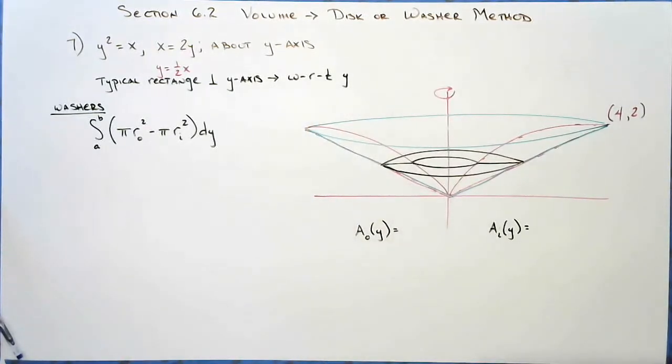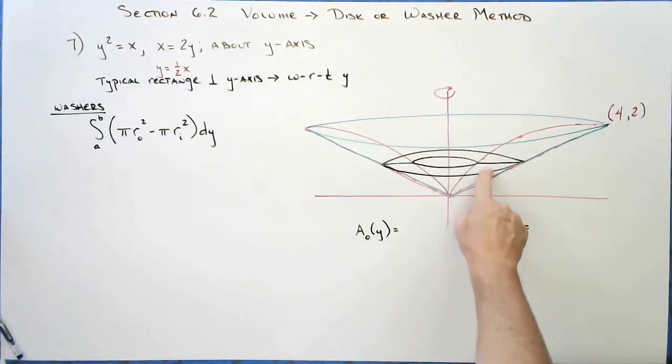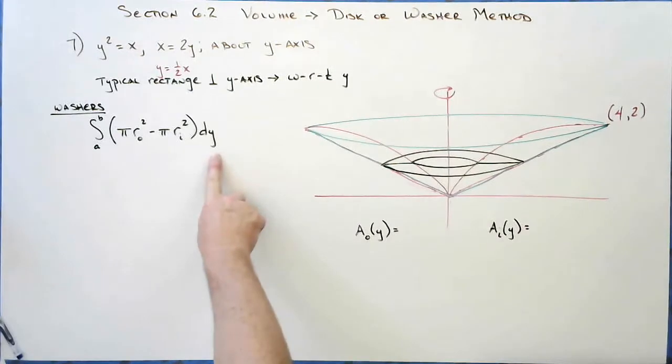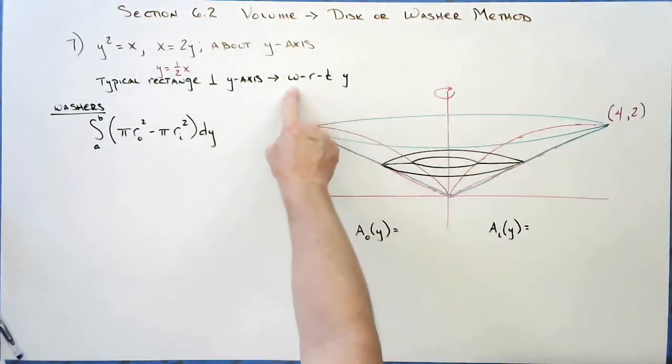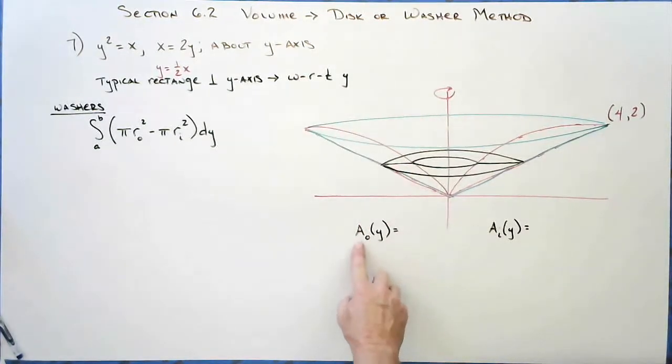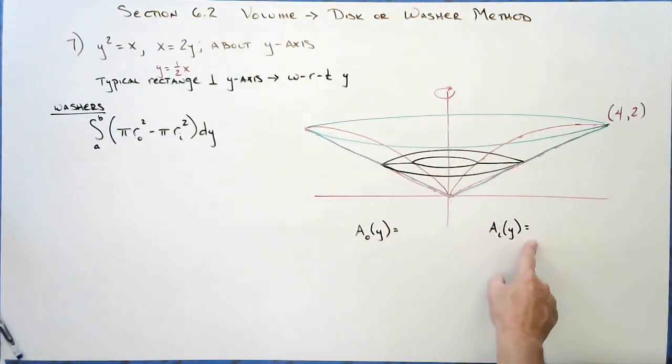I have a lot of things written down in my problem right now that should remind me that I want to integrate with respect to y. First, I have a horizontal cross sectional slice. I have dy written down in my formula. I've written literally that I'm going to integrate with respect to y. I've indicated that my area is going to be a function of y, my outer area, and my inner area is going to be a function of y.